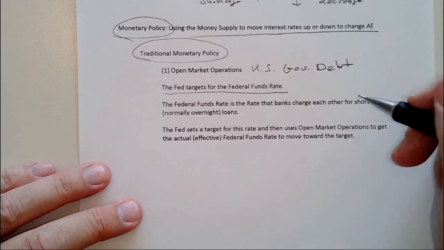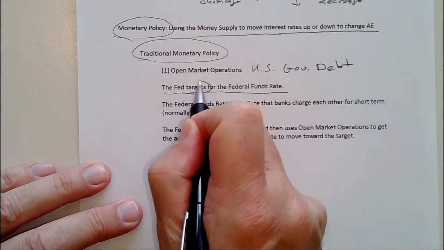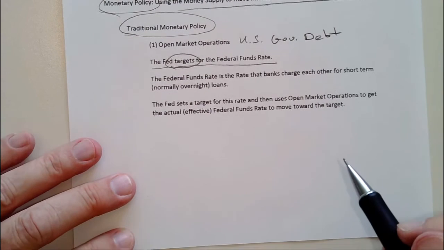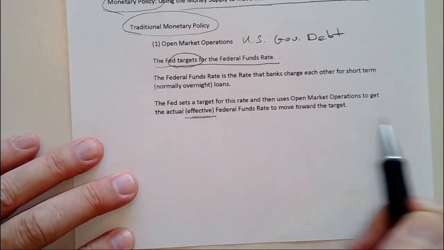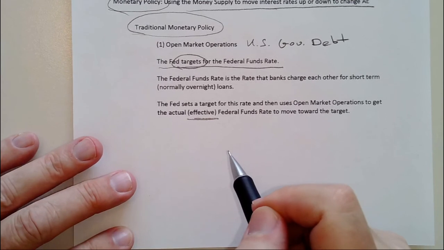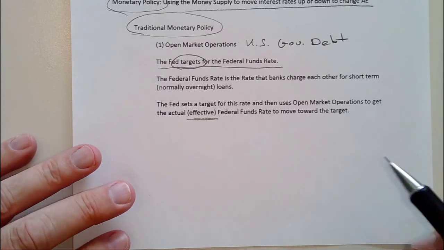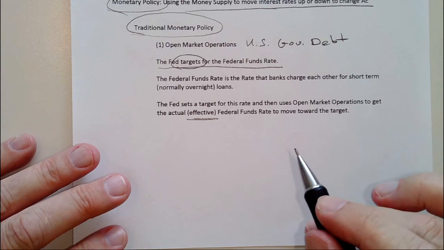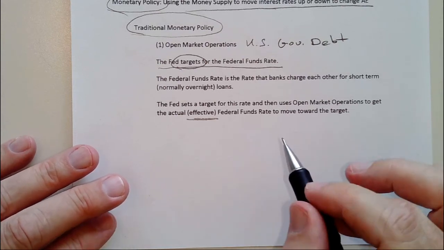So this rate is actually not set directly by the Fed. The Fed sets a target. And then it uses open market operations to move the actual rate, which is known as the effective rate, to the target. So the actual rate, the effective rate, is going to be kind of moving up and down a bit around the target. If the effective rate is above the target, the Fed would do things to drive it down. And if it's below the target, the Fed would do things to drive it up.